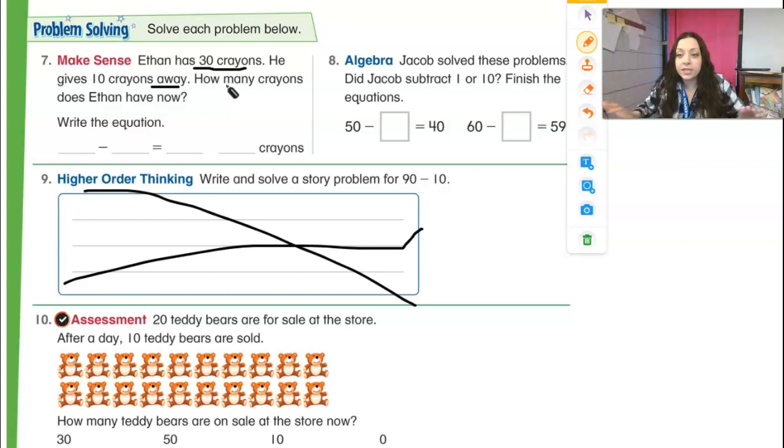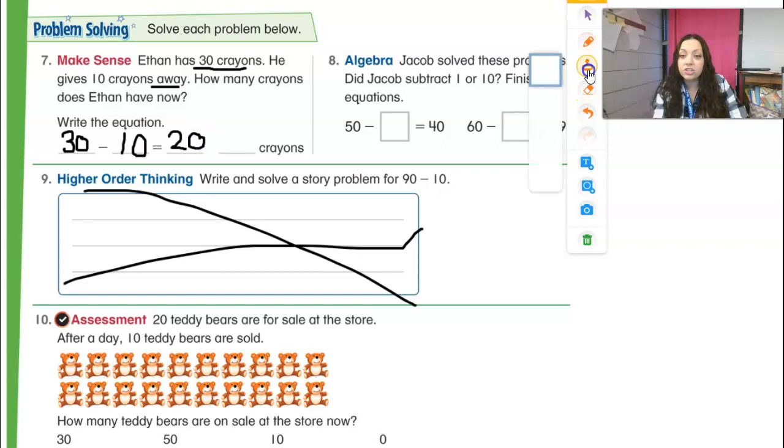So we are breaking apart a number, right? So it's going to be getting smaller. So we are subtracting. So I started with 30. I took 10 away. And then how many am I going to have left? Now I could just look at this and say, hey, I know 3 take away 1 is 2. So 3 tens take away 1 ten equals 2 tens, which is the number 20.